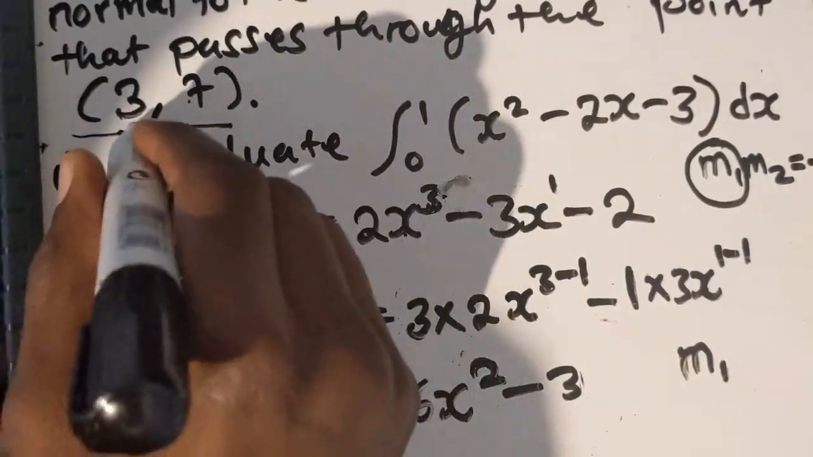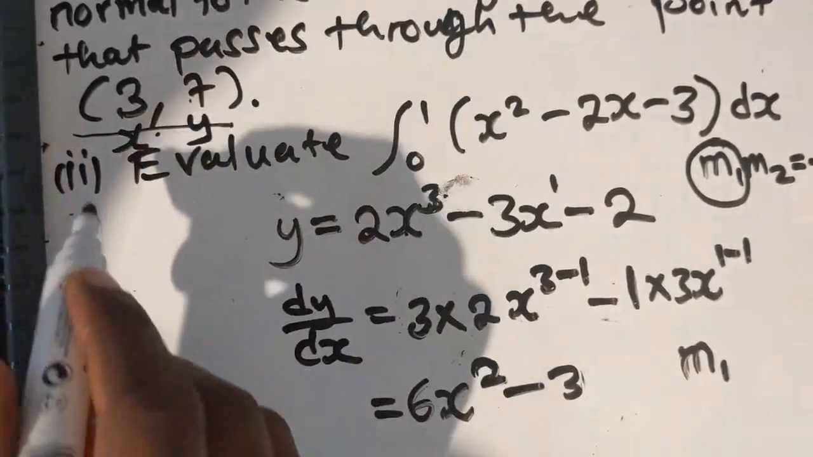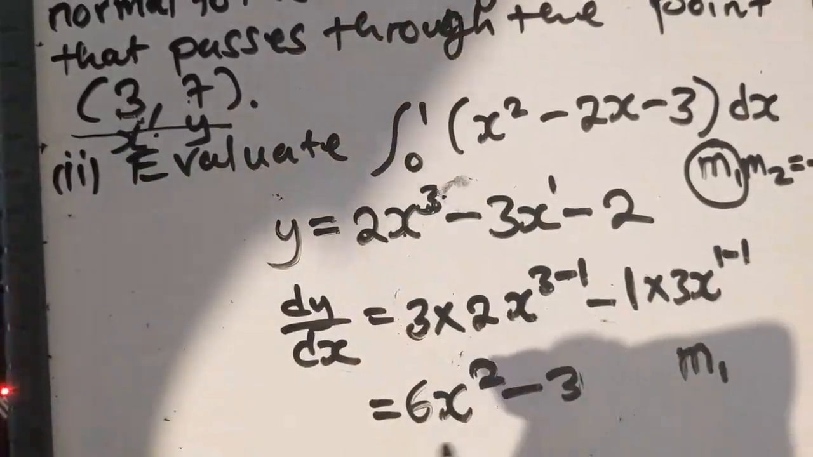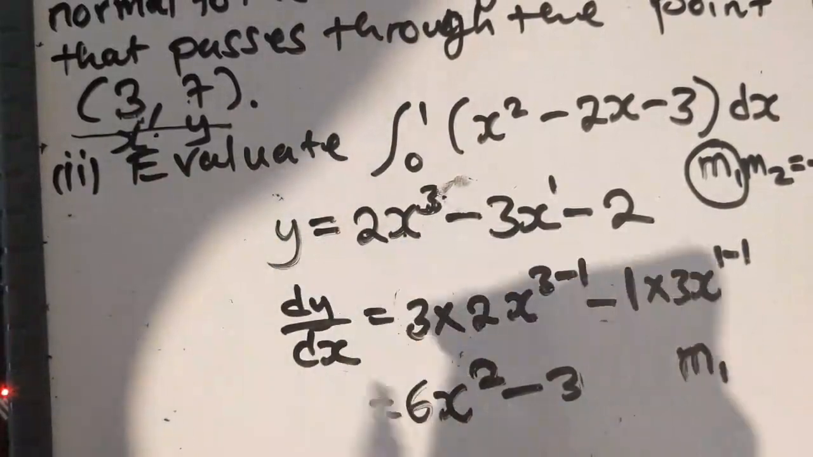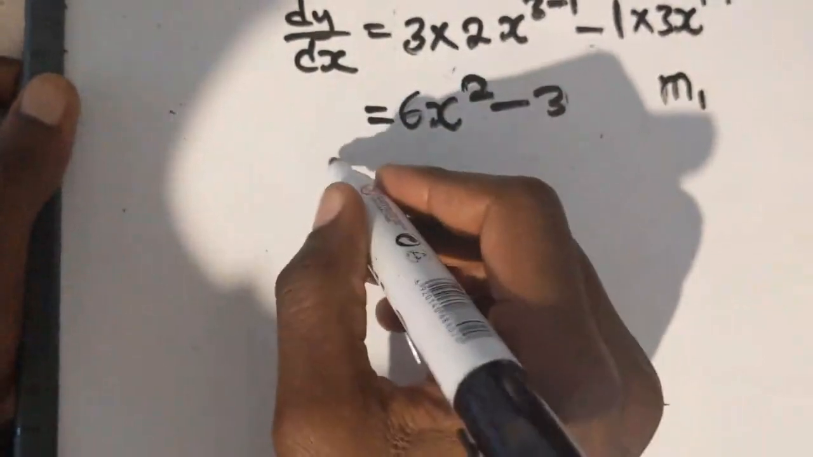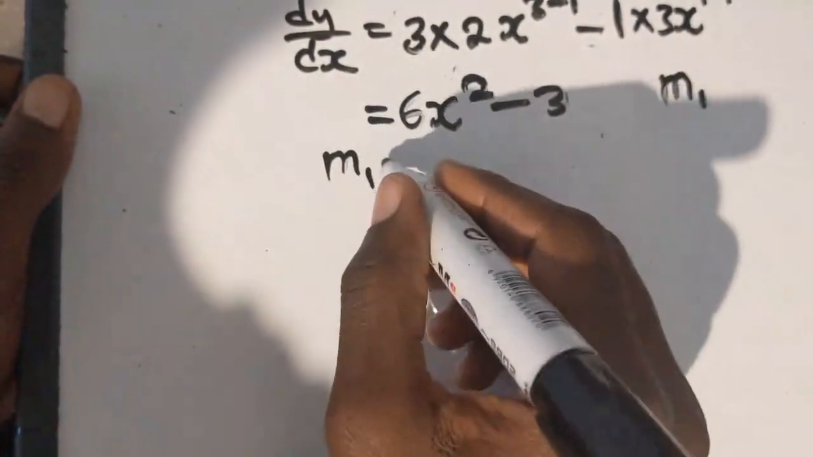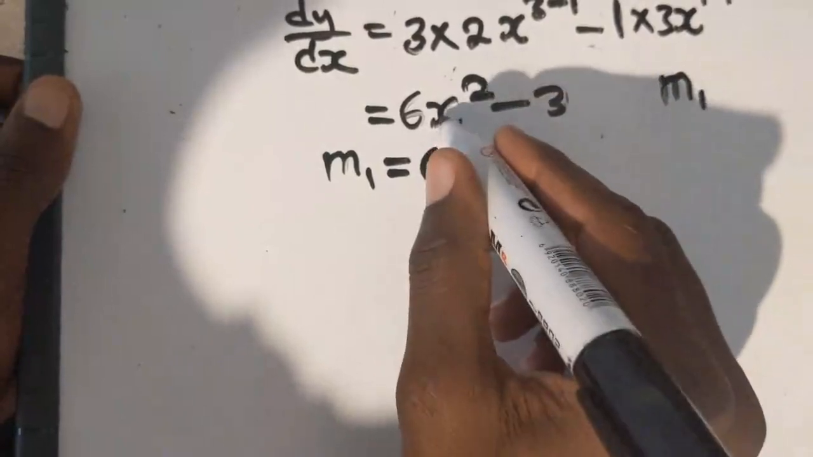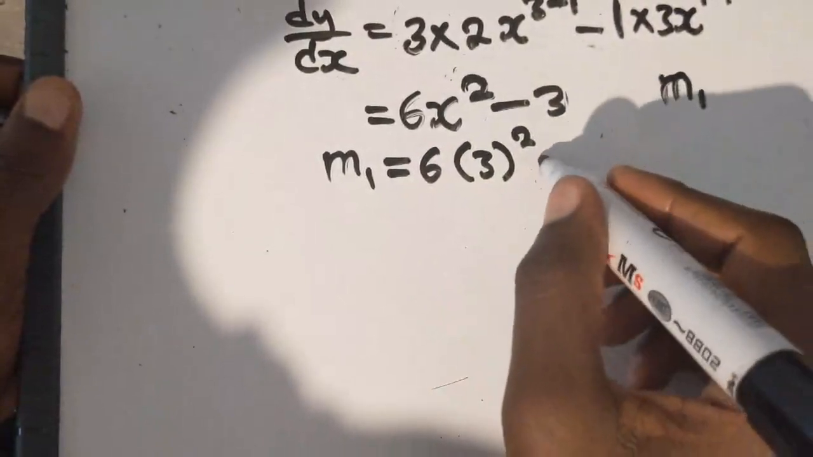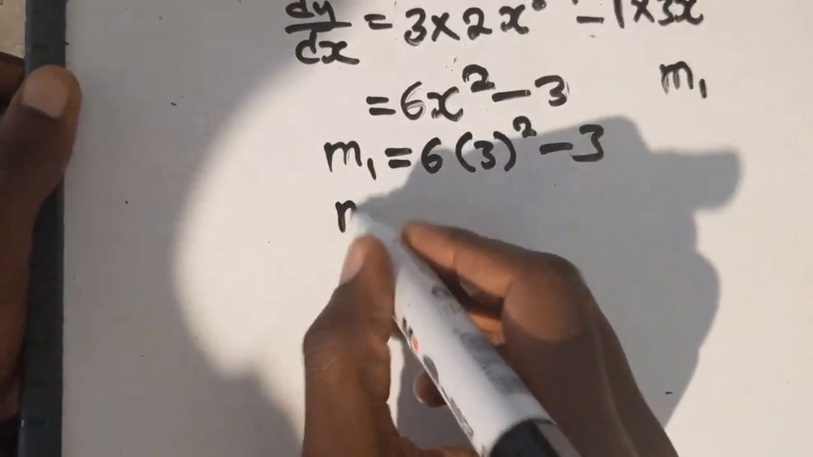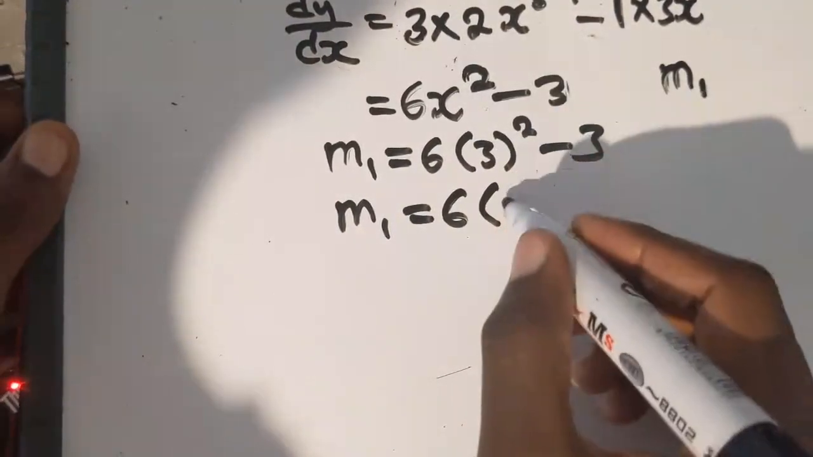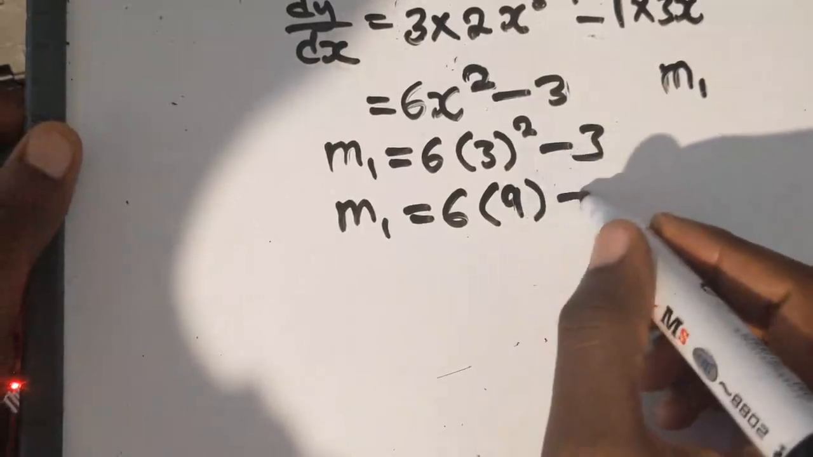So this is x comma y, okay? So this is the value of x. You get the value of x, you put it in the equation that you've differentiated, okay? So where there is x, you put this x there. This is what you do to find m1. So you say m1 is equal to 6, where there is x, you put the value of x, which is 3, to the power 2, then minus 3. Then m1 is going to be 6 multiplied by 3 to the power 2, that is 9, minus 3.